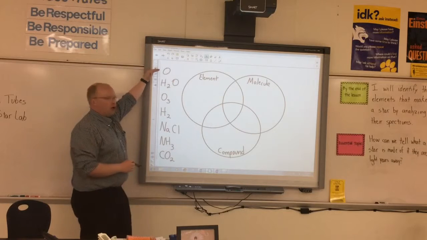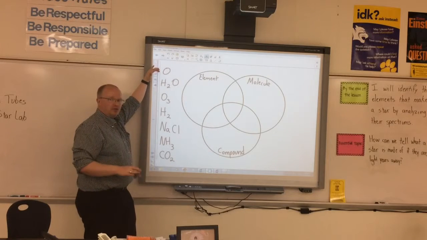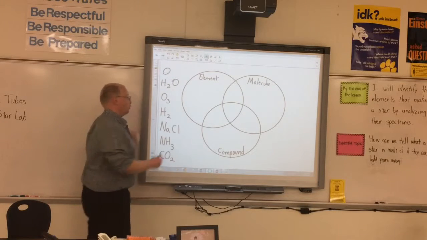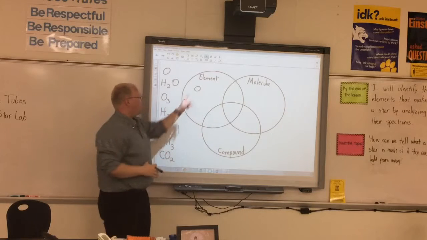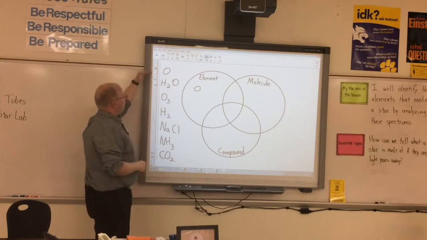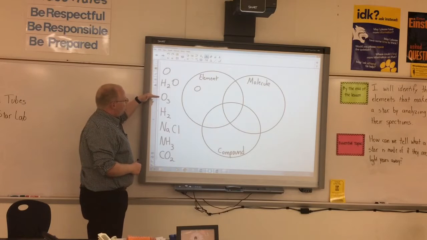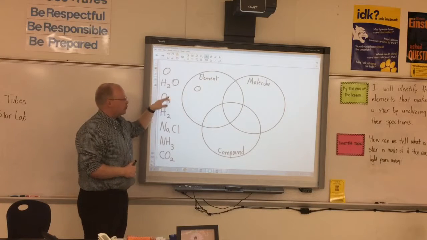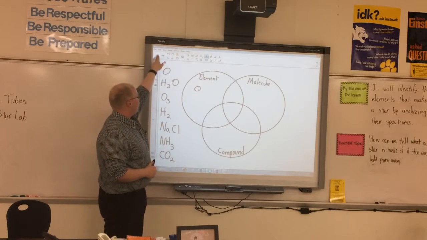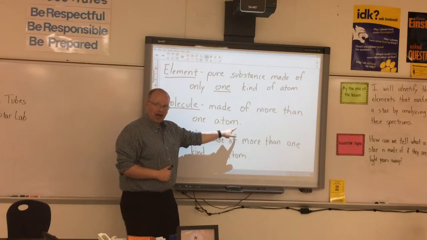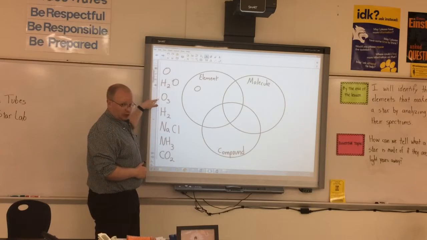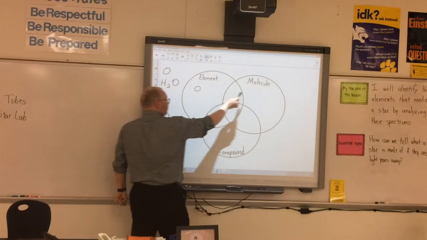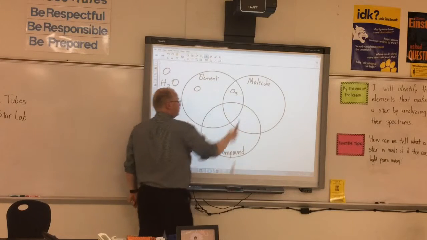So if I'm looking at just O, this is just oxygen, it's only one atom of oxygen, it has no subscript on it, then this is a pure element only. So O by itself, it's only one kind of atom. If I jump down to O3, now I have three oxygens, but I only have one kind. So it is an element, but if you look back at the definition, I also have more than one atom. I have three atoms of oxygen. That makes it a molecule as well. So it is both an element and a molecule. So I'm going to put it here.